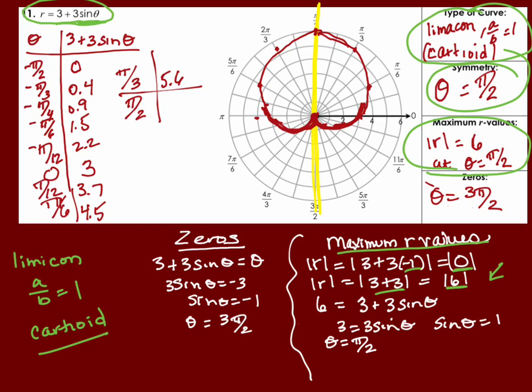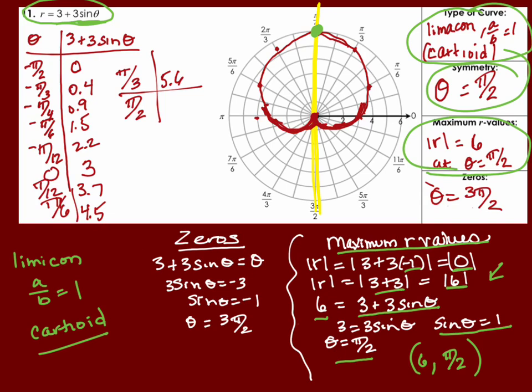How do we find out where? We substitute r with 6, and we get 6 equals 3 plus 3 sine theta. So sine theta is 1, and sine theta is 1 at pi over 2. So I know that I have 6, pi over 2 as one of my maximums. So I'm going to pi over 2, and there's 6. Okay, remember I know it's a cardioid, so it's going to have that heart part in the middle.